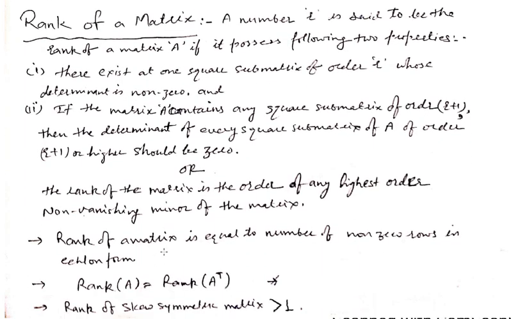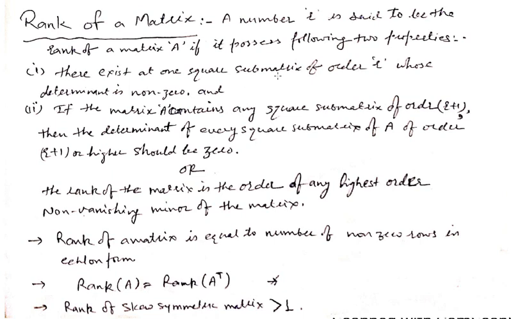Now rank of a matrix. Now what is the rank of a matrix? A number R is said to be the rank of matrix A. A could be any matrix of m cross n type, need not be a square matrix. Number of rows and number of columns might be distinct. A number R is said to be the rank of matrix A if it possesses the following two properties. First one, there exists at least one square submatrix of order R whose determinant is non-zero.